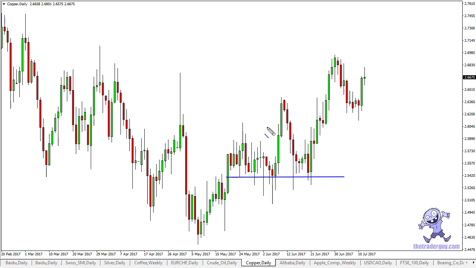But having said that, you can see that this hammer here, we actually fell below the bottom of it. So it doesn't mean that it works all the time. But it does give you an idea as to how the psychology of the market may be operating.